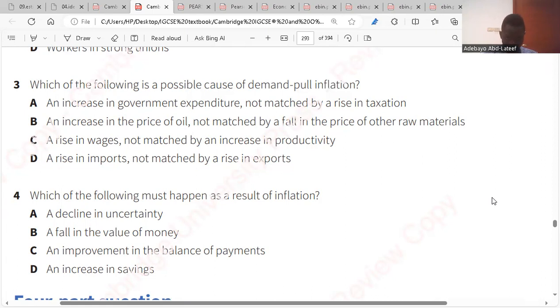Question 3. Which of the following is a possible cause of demand pull inflation? Demand pull inflation. B, an increase in the price of oil, not matched by a fall in the price of other raw materials. Demand pull? No, that's cost. B is cost. What would cause a demand pull inflation?